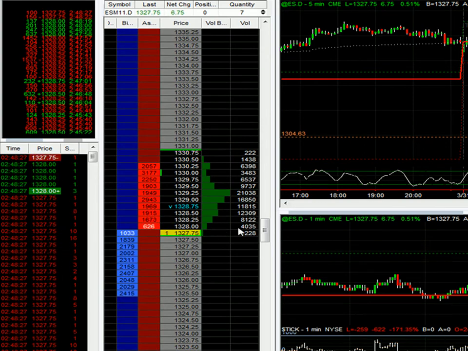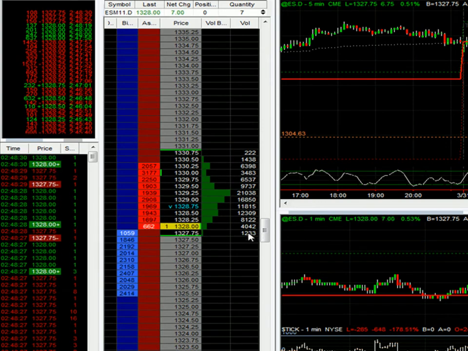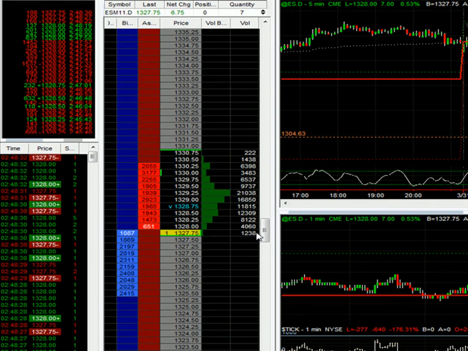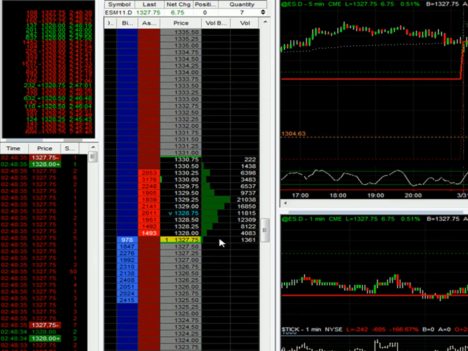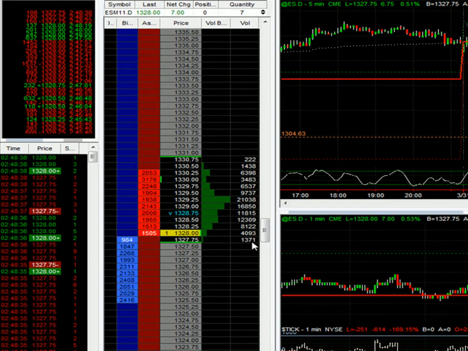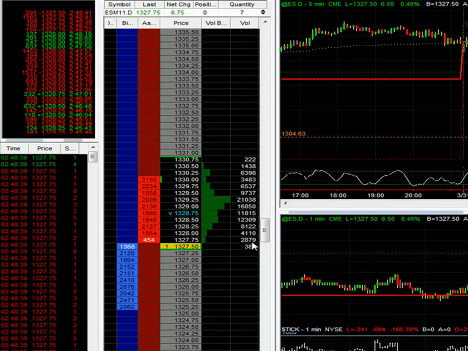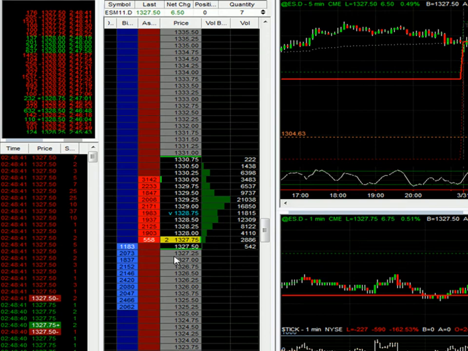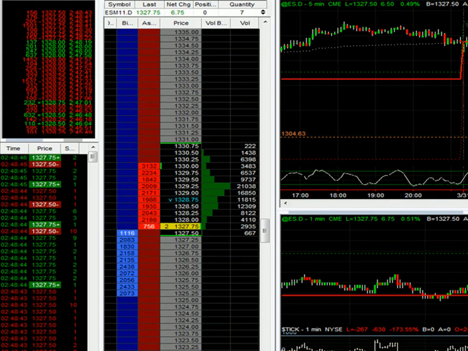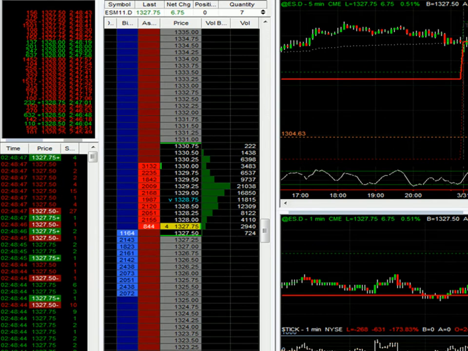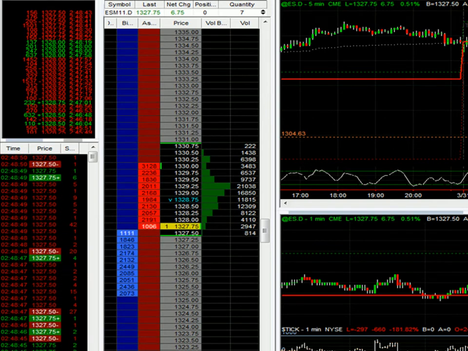But notice how the speed of these numbers are changing. That shot up to 4,000 pretty quickly. And now you're finding that this 1327 3/4 volume is really starting to pick up at a rate. Then the 3/4 gets filled. And notice how it goes offer with a reasonable size pretty much straight away. There's no real battle for that 27 3/4 level.